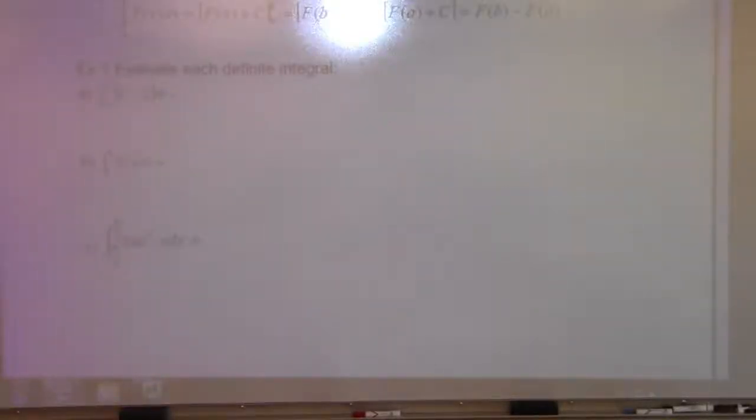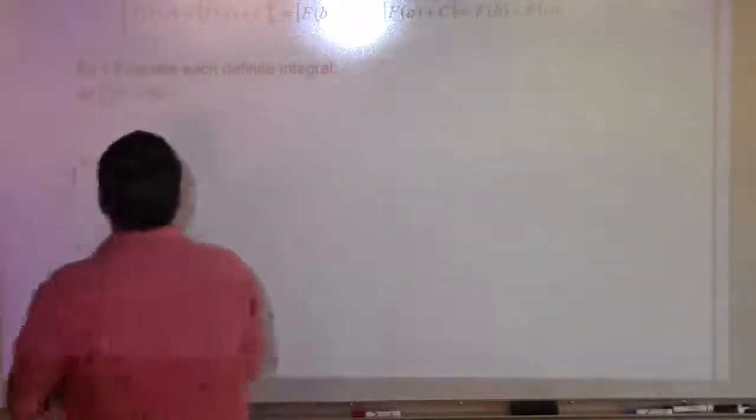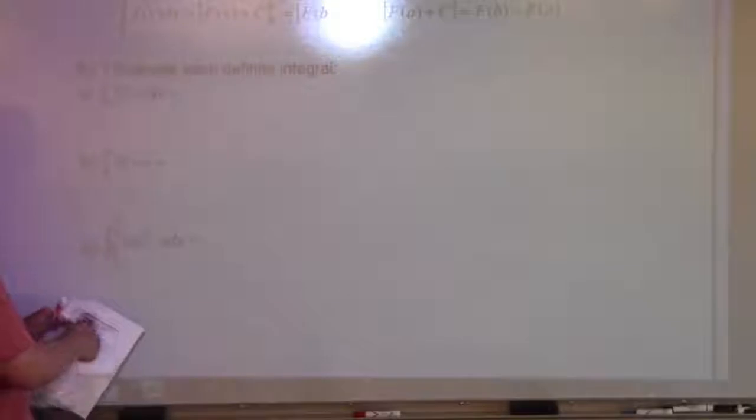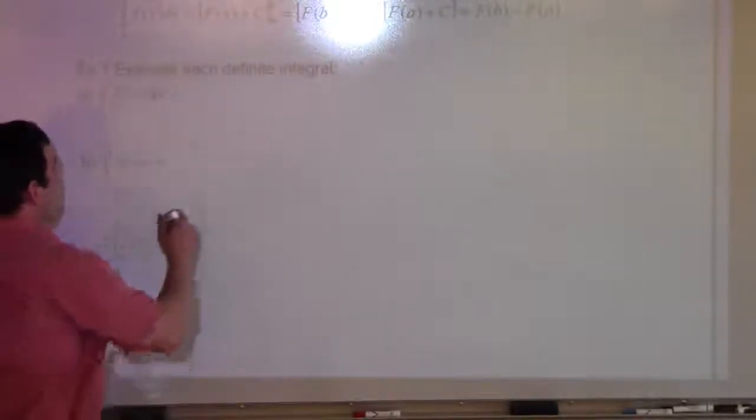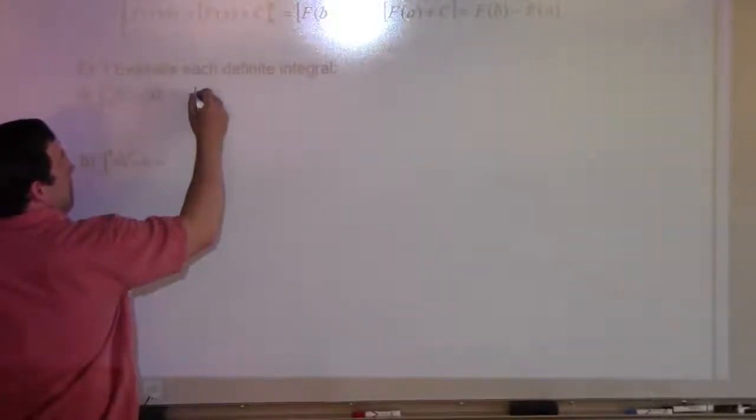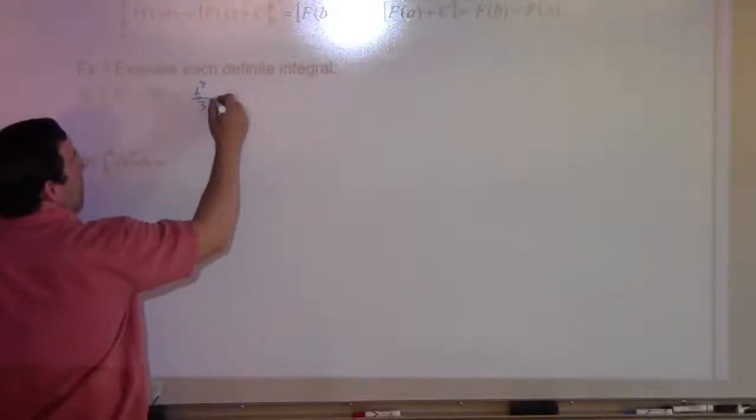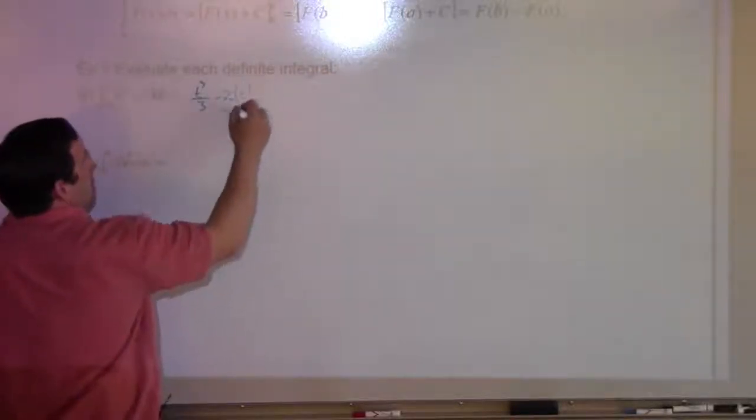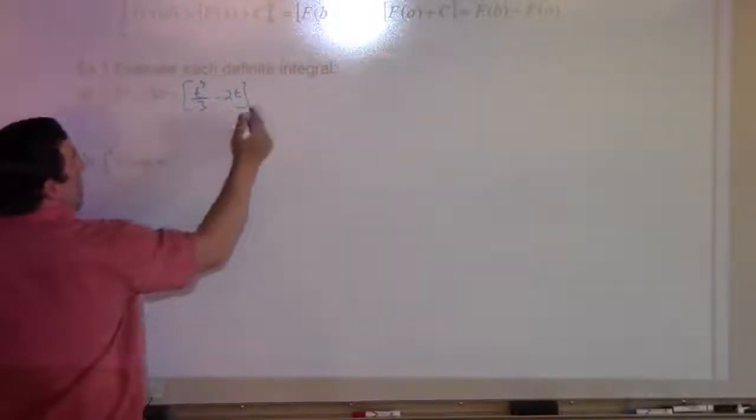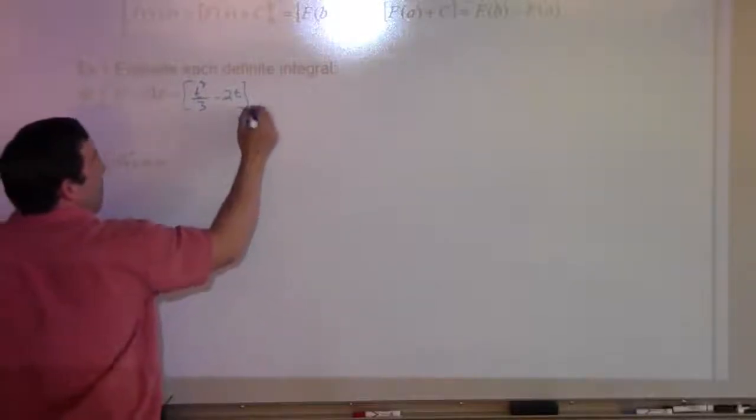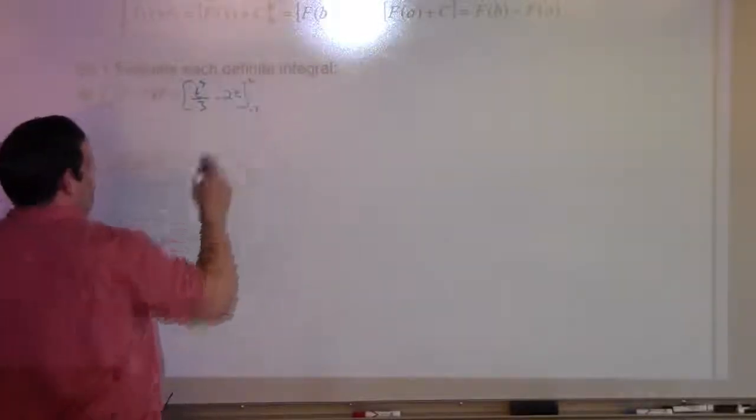Let's look at example 1. It says evaluate each definite integral. We have the integral from negative 1 to 2 of t squared minus 2. This is going to be t to the third power over 3 minus 2t. Now when I have two terms like that, I'll put brackets around the whole thing from negative 1 to 2.